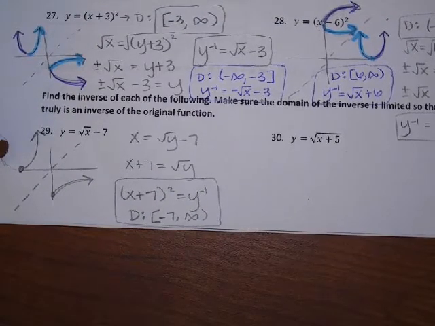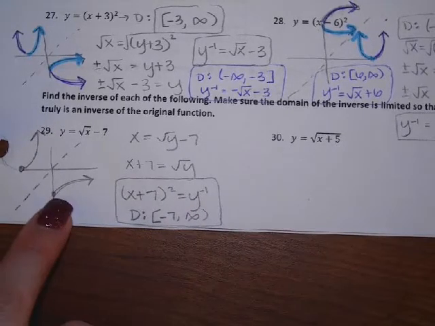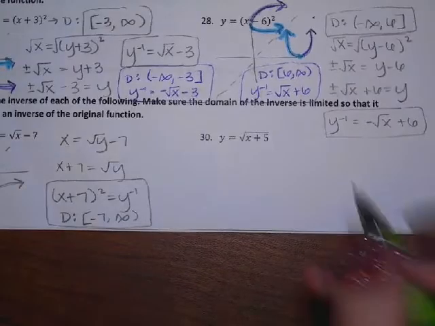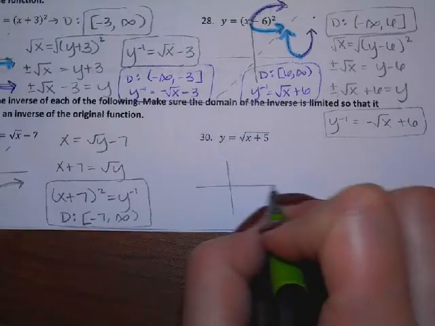So that's me specifying, yes, I found the inverse, but to make sure that it's an actual inverse, I should only keep half of it. I shouldn't have the whole thing because the original graph didn't have the whole thing. Okay, let's try the next one. So how do we graph this one?